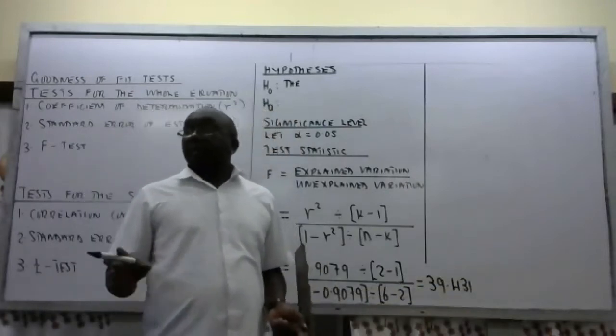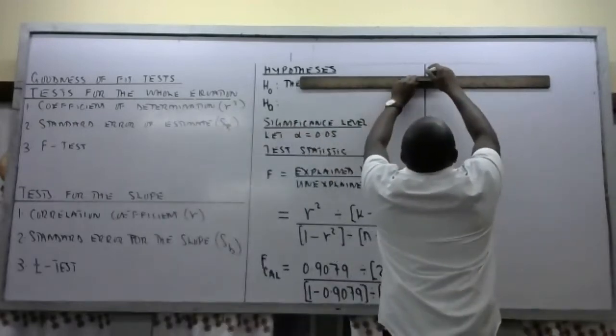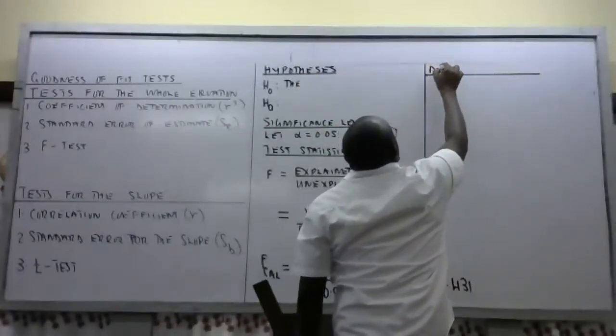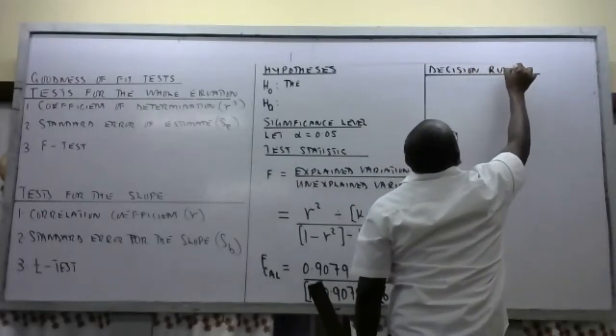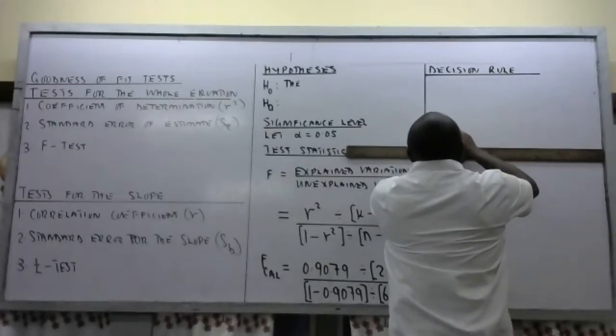Confirmed. Okay. So if it is confirmed, we go to the next step, which is called decision rule. Now, decision rule kwa F huwa inachorwa namna hii.